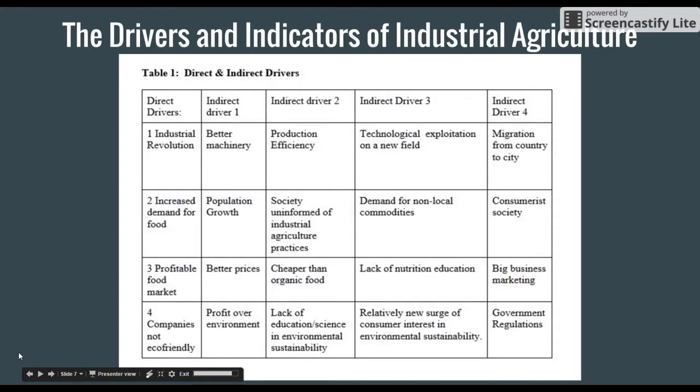Throughout this course, we as a group have found 4 major direct drivers of industrial agriculture, as well as 16 indirect drivers. The 4 direct drivers are the development of the Industrial Revolution and increased demand of food nationwide, the development of a profitable food market, and finally a large number of companies without regard for their negative ecological effects. Each of these direct drivers is supported by 4 indirect drivers, all of which facilitate the direct drivers to continue on.